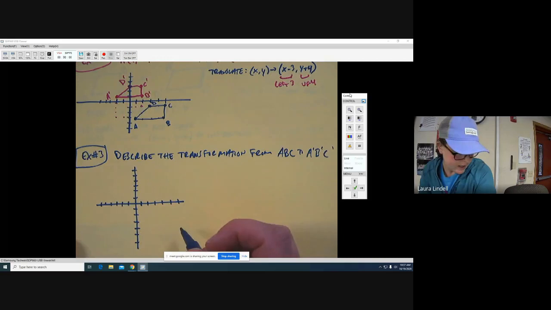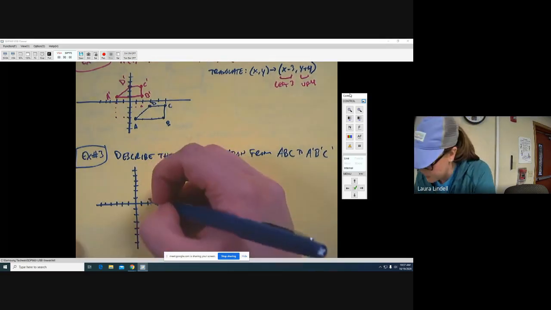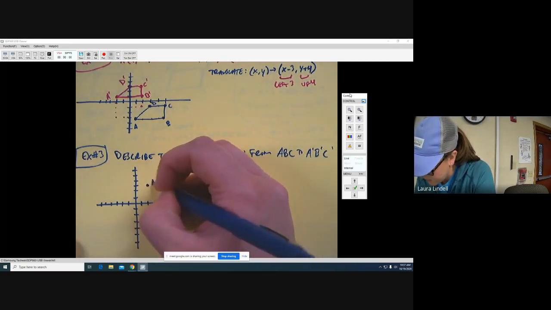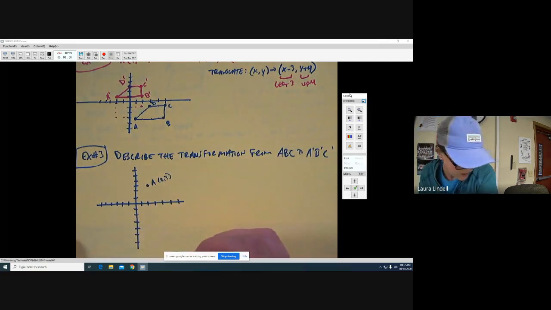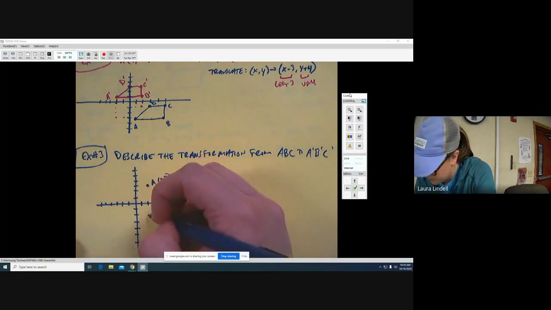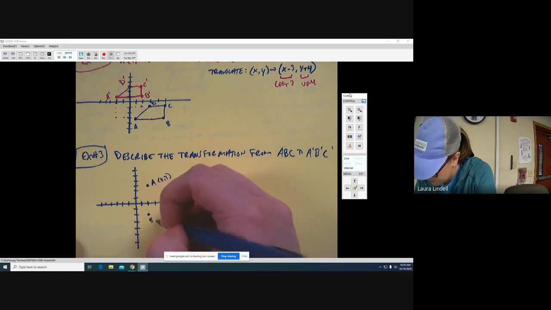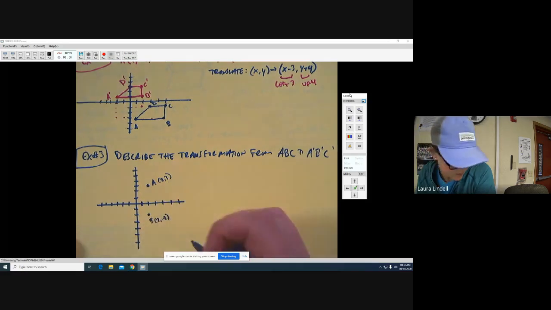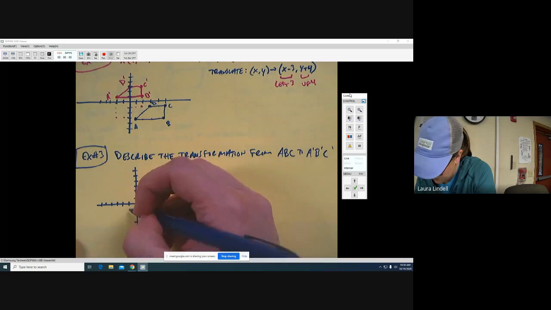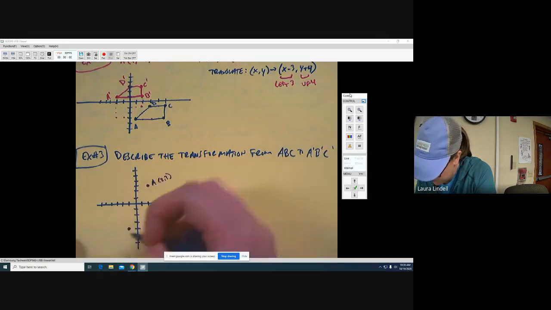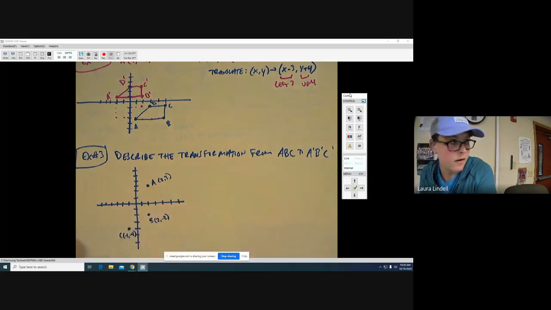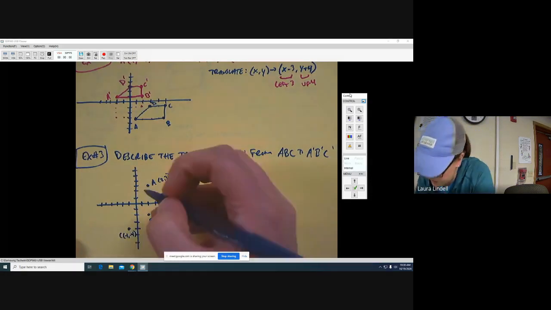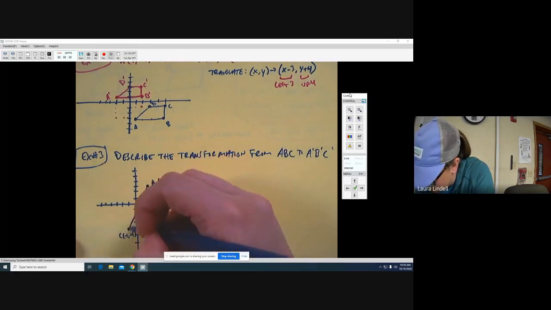So for point A, I'm going to go over 2 up 3. For point B, I'll do 2, -2. For C, we'll do -1, -4. And you don't have to write the coordinates next to them. I just did so that people could follow what I'm doing.